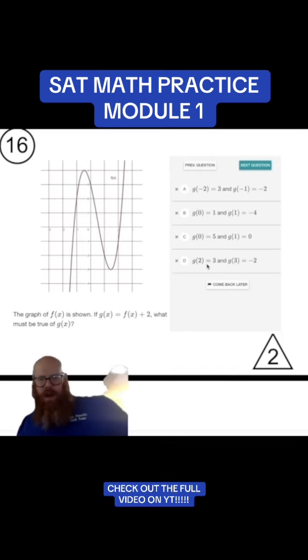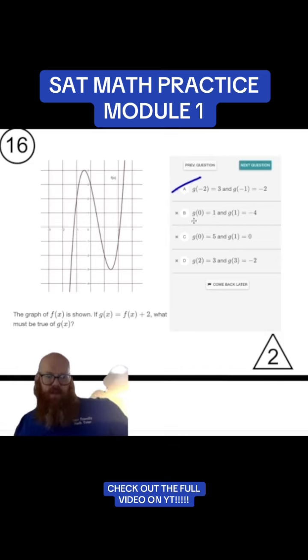So I think what I'm going to do with this one is I'm going to use the answer choices to kind of help me decide what's true. So let's start with g of negative 2 equals 3. Well, g of negative 2 is going to be f of negative 2 plus 2. Well, f of negative 2, we don't really have. It doesn't give us. So that doesn't really make any sense. So that can't be true.